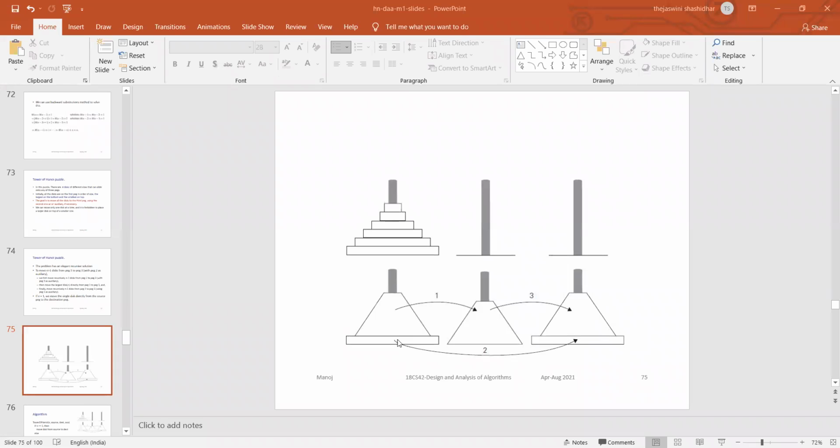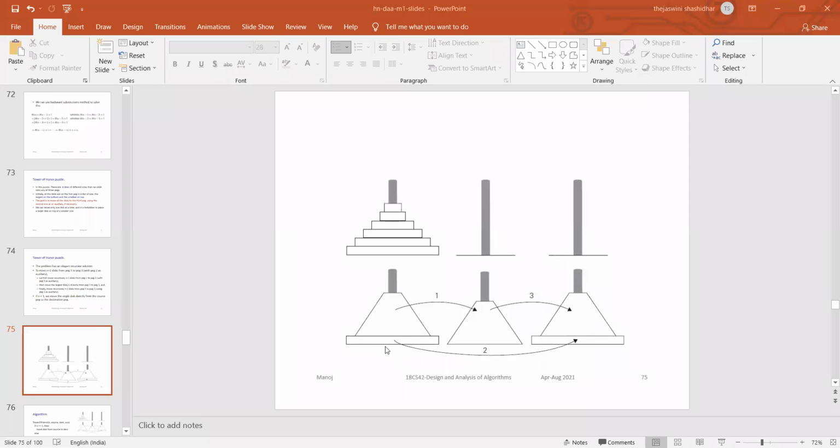At the second step, you move how many disks? Is it correct? How many disks are you moving on the second step? You are moving the nth disk. Nth means the last disk. So you are moving the larger disk from peg 1 to peg 3.